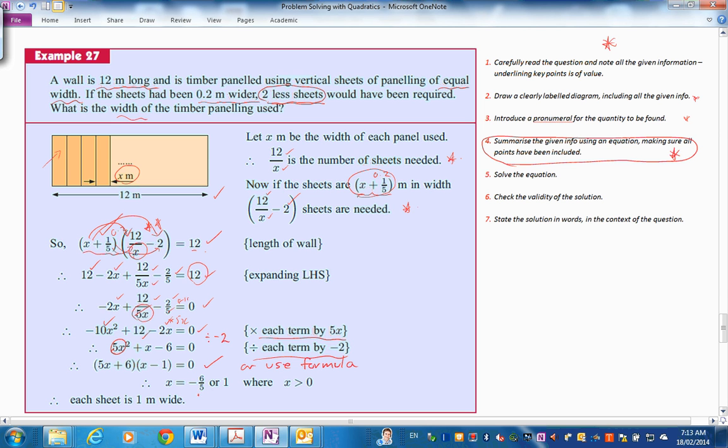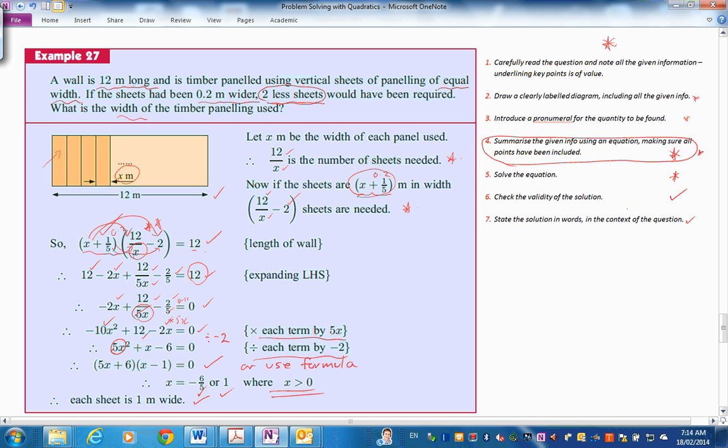So negative 6 over 5 or 1, but X is greater than 0, so each sheet has to be 1 metre wide. X must be positive. So solving the equation was pretty hard as well. Both these steps were hard. And then checking the validity, discard the negative, and then state the answer.